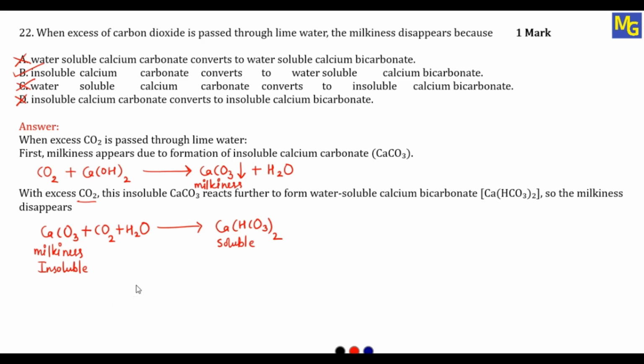Here I will write the answer. So I'll write answer, that is option B. And in front of that we should write insoluble calcium carbonate, that is CaCO3, converts to water soluble calcium bicarbonate, Ca(HCO3)2. So this is our answer for question number 22. Now we'll move to the next question.